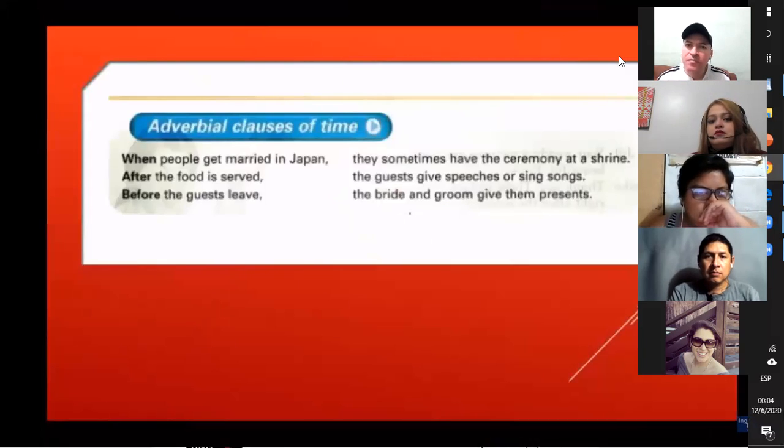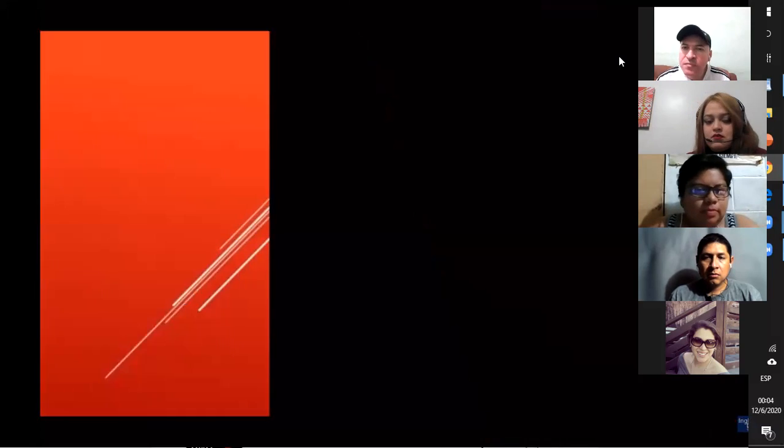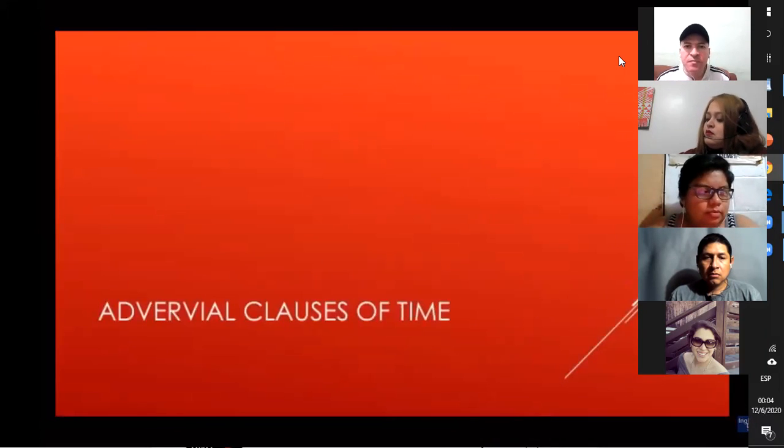Adverbial clauses of time. When people get married in Japan, they sometimes have the ceremony at a shrine. After the food is served, the guests give speeches or sing songs. Before the guests leave, the bride and groom give them presents. We're going to break this for you so you may understand it better.